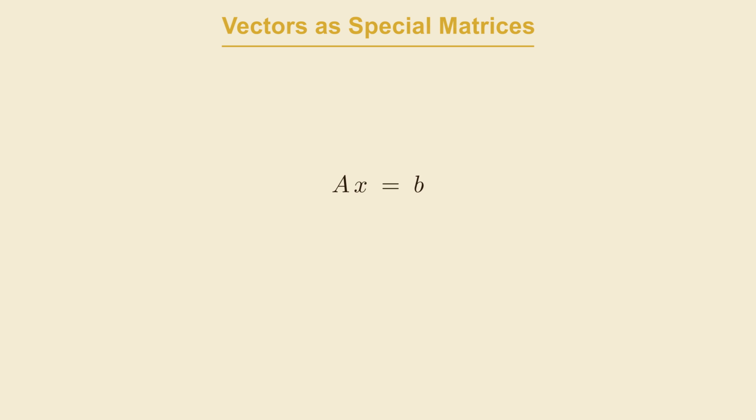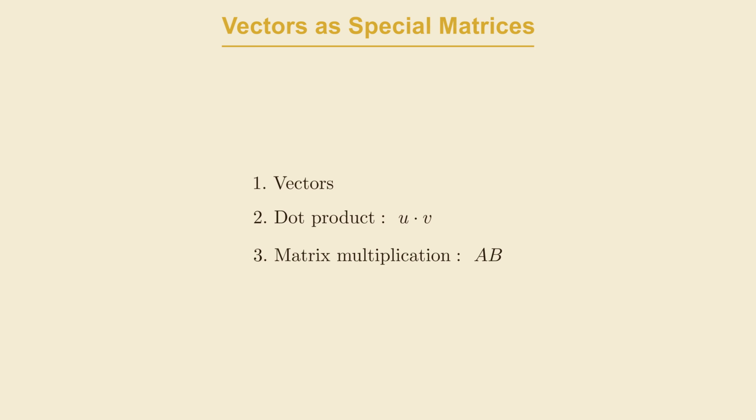To get there, we need to start with one step that's a little bit smaller. We need to define vectors carefully inside the matrix framework and the building block operation that connects them. That building block is the dot product. Once we have the dot product, matrix multiplication ends up being a lot of dot products stacked together.